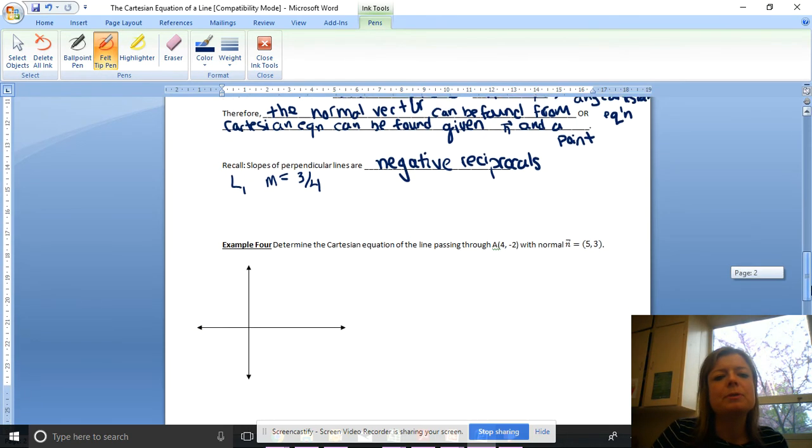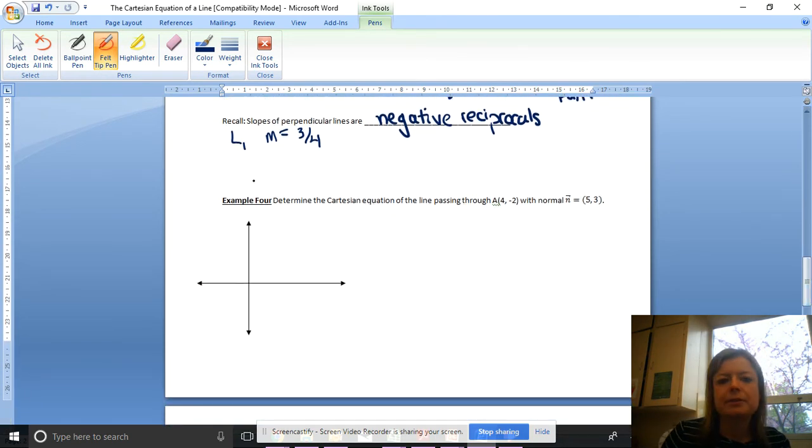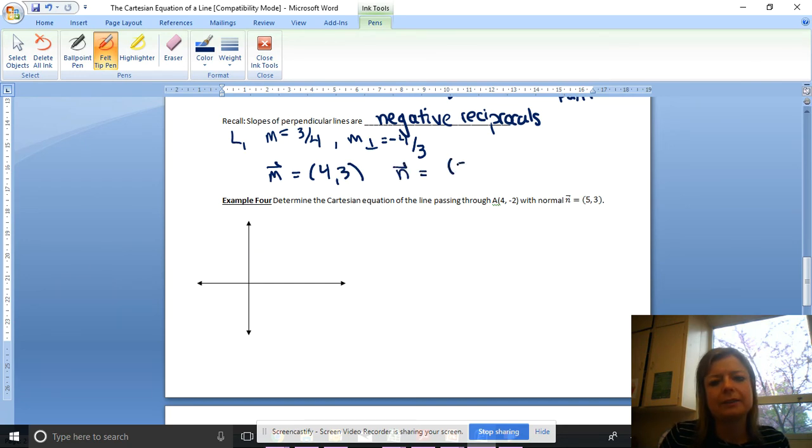So let's remember that the slopes of perpendicular lines are negative reciprocals. If we have a line with the slope of 3/4, that means its perpendicular is minus 4/3. Therefore, the direction vector would be (4, 3), but the normal would be (3, -4). Now, I should use this moment to tell you guys there are infinite collinear normals, just as there are infinite collinear direction vectors.